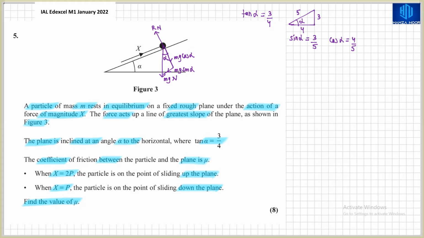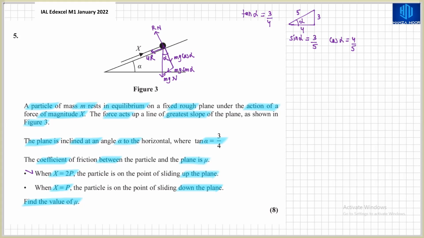Alright, so according to condition number 1, when X is equal to 2P Newton, the particle is on the point of sliding up the plane. So when the particle is on the point of sliding up the plane, the maximum friction, F lim, F max, mu R, would be acting downwards along the plane, since the friction is against the tendency of moving. So according to condition number 1, mu R will be acting downwards along the plane.